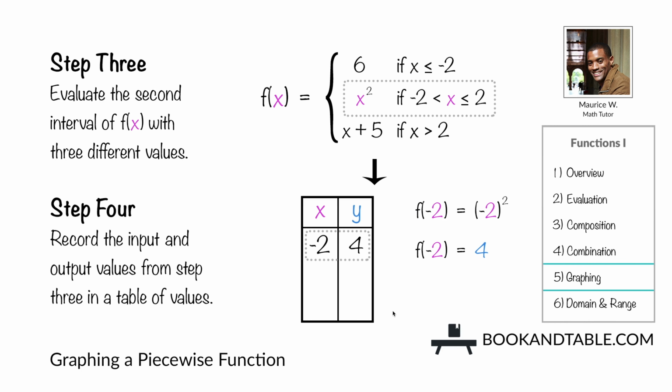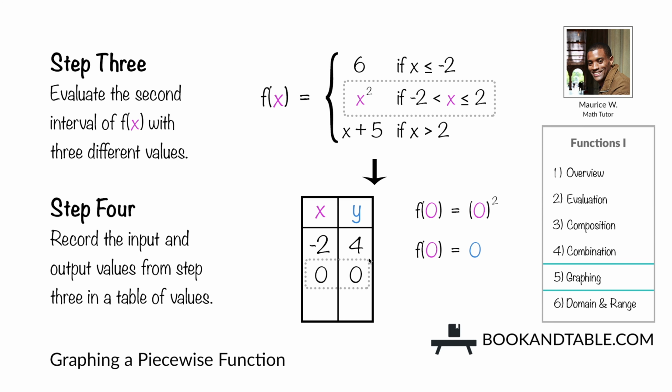And now step 3, evaluate the second interval of f of x with 3 different values. So we have x squared if negative 2 is less than x, which is less than or equal to 2. So I always like to use the limits so we can see what is happening at the limits. So we plug in negative 2 for x, we get f of negative 2 is equal to negative 2 squared, which shows us that f of negative 2 is equal to 4.